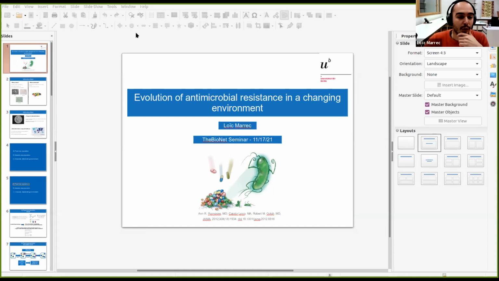So what is a microbe? A microbe is any organism invisible to the naked eye. So it includes bacteria and microfungi, for instance. And to give you an example, in each human microbiota, we have between 10 to the 13 and 10 to the 14 bacteria, as many as there are cells in a human body.